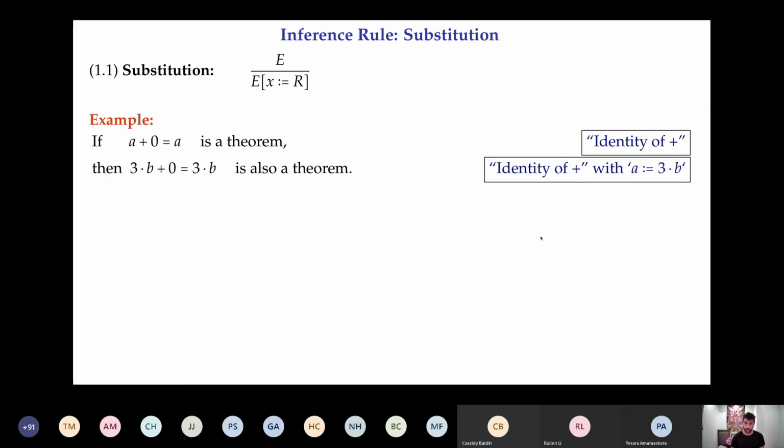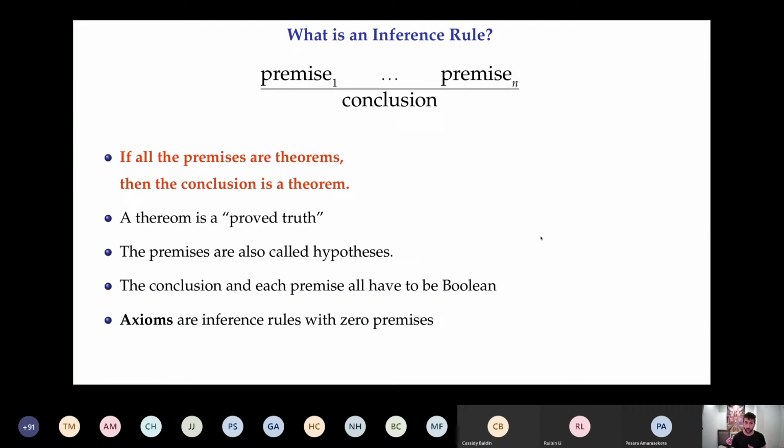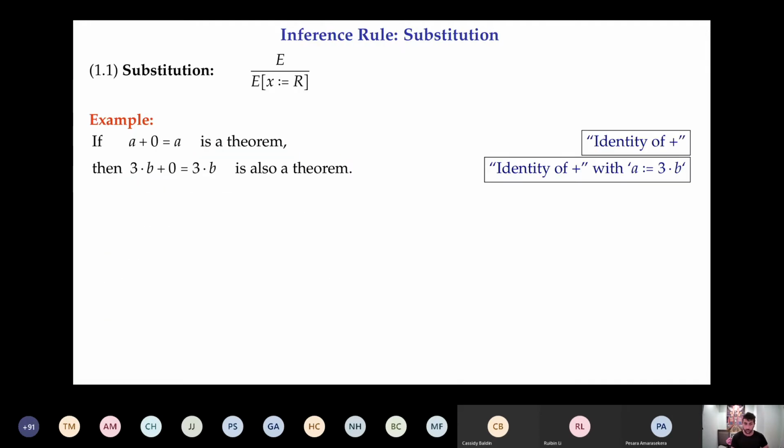So this is substitution, what I mentioned earlier. Here it is again, just as a reminder before we actually use it. Remember, it just lets you change values. If the theorem is about A, I change it to 3 times B in both places. The first one's the theorem, the second one's the theorem. So these rules just say, if you have stuff that's true, then you can continue to have true stuff with the following manipulation. If E is true, then E with this substitution is also going to be true.